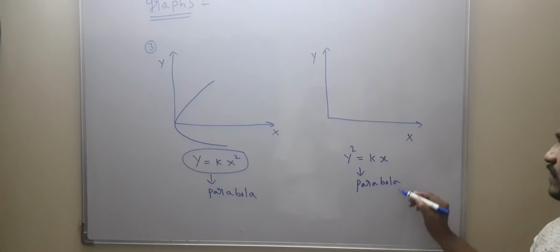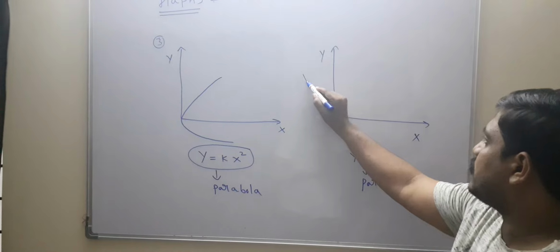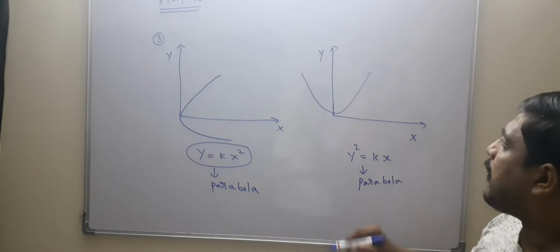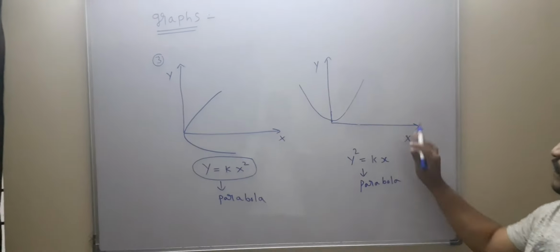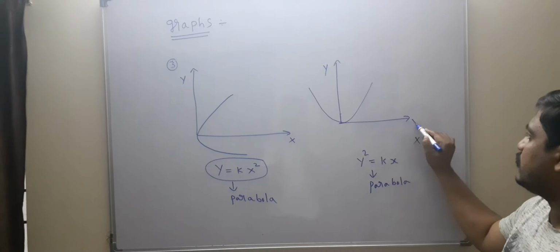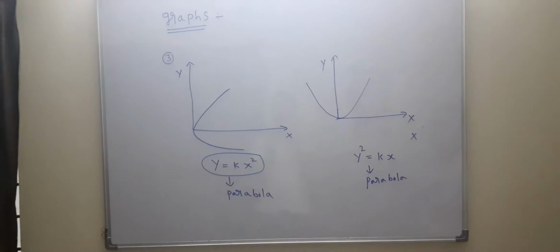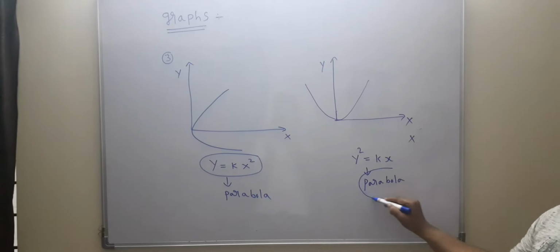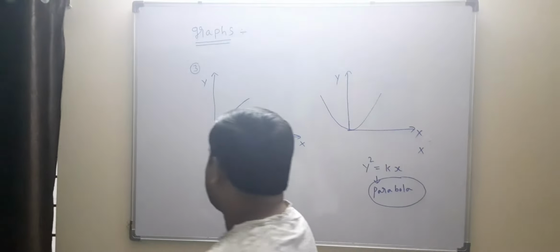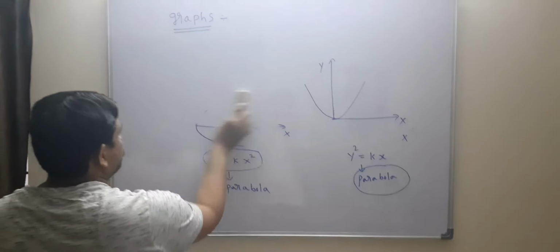The shape of the graph is here, Nana. Look here. This is the shape of the graph. Okay, this is the shape of the graph now. This graph is called what, Nana? Parabola. Next, Nana, the equation 5.